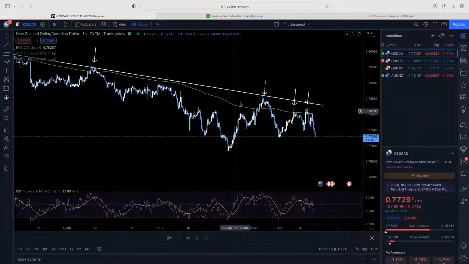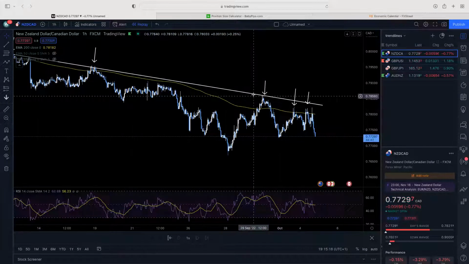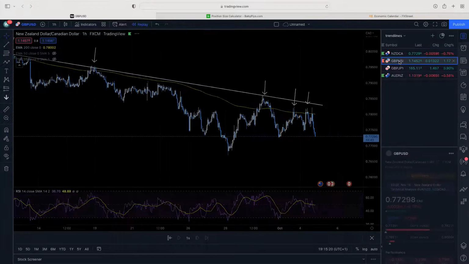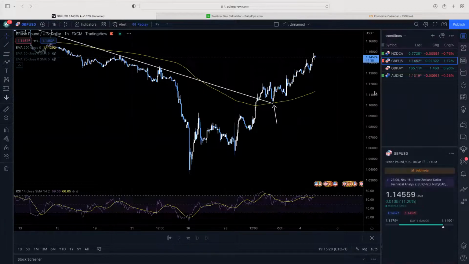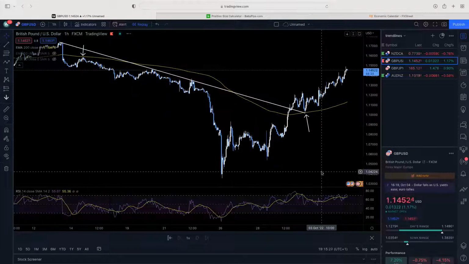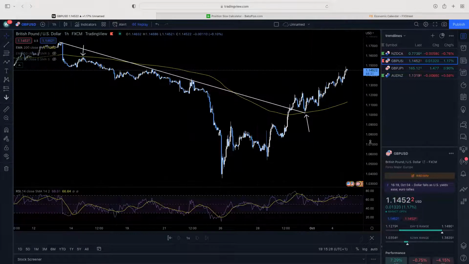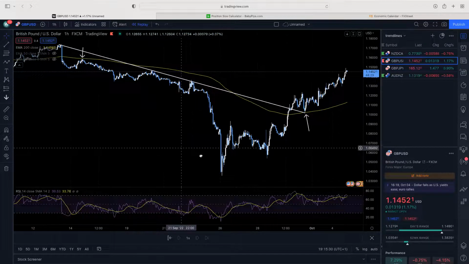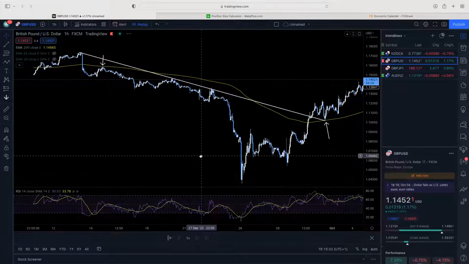pretty perfectly to them. Now, if we have a little look at GBP USD again, going back to this example, GBP USD and GBP pairs in general like trend lines. I mean, to be fair, most currencies will react to trend lines within reason.